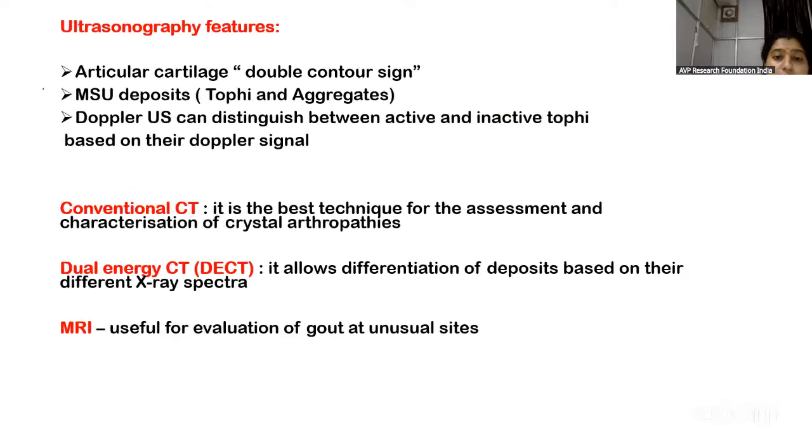So we can classify the investigatory parameters into your serum uric acid, your renal function test, your blood parameters like ESR and CRP, lipid profile, your glucose levels, then your radiographic findings, your ultrasonography features, and the conventional CT, which is the best technique.